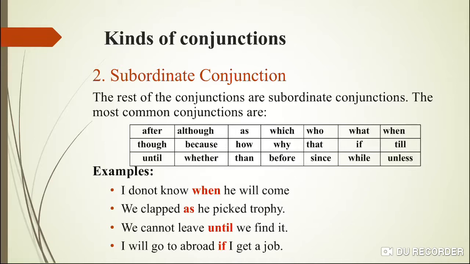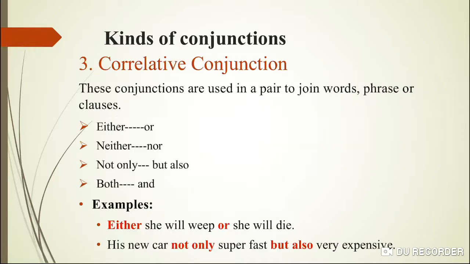conjunctions. When these are used in the sentences, they would be complex sentences. You can see over here the example: I don't know when he will come, we clapped as he picked the trophy. So these conjunctions actually make complex sentences.